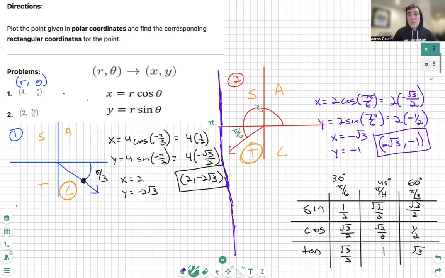So again, all we need to do is x equals r times cosine of theta and y is equal to r times the sine of theta. And that is how we convert from polar to rectangular.